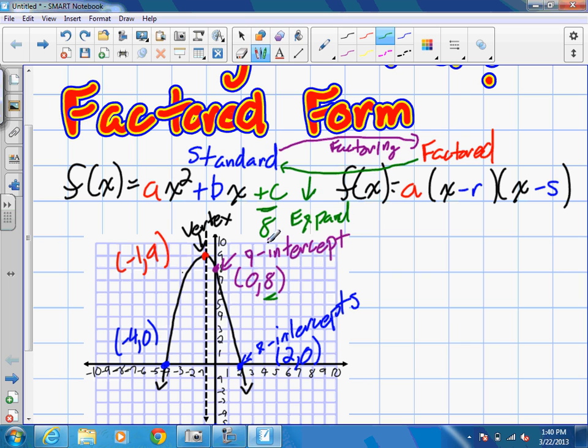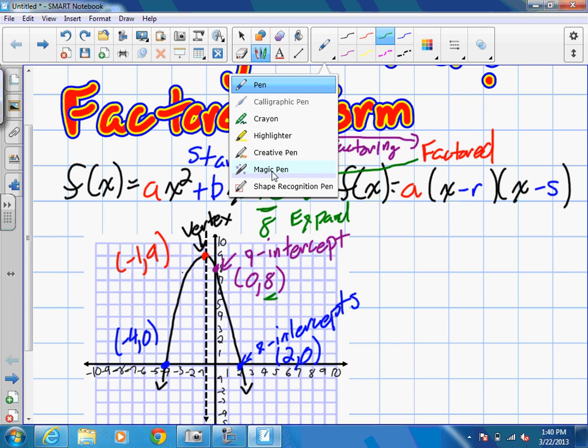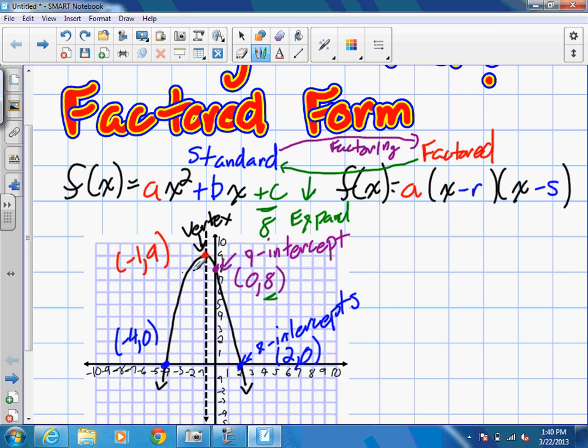Also, which way is this graph facing or opening? Downwards, which means our A needs to be at least negative. We don't know the actual value of it, but we do know that the A value is going to be negative. So those are two things we're going to keep in mind when we go through the factored form and then relate it to the standard form after.